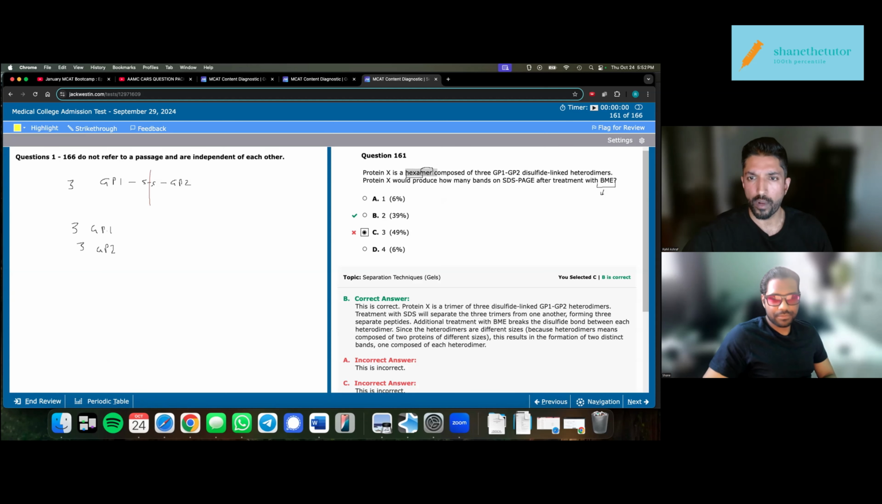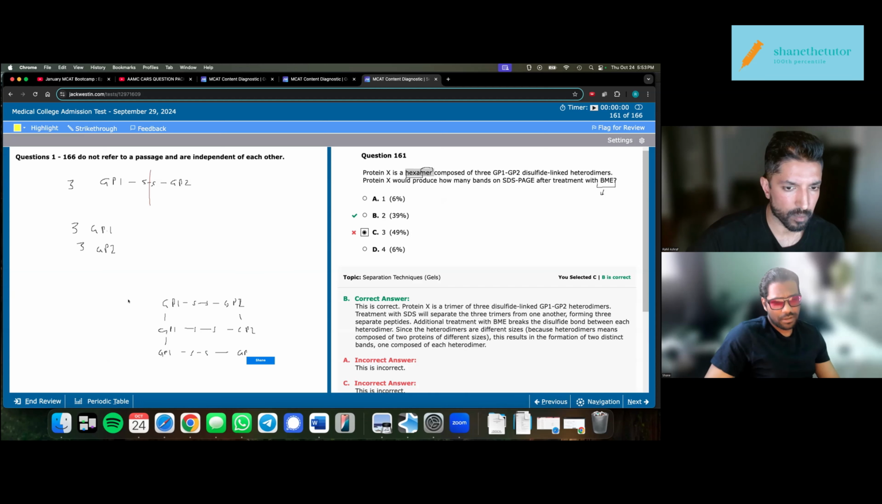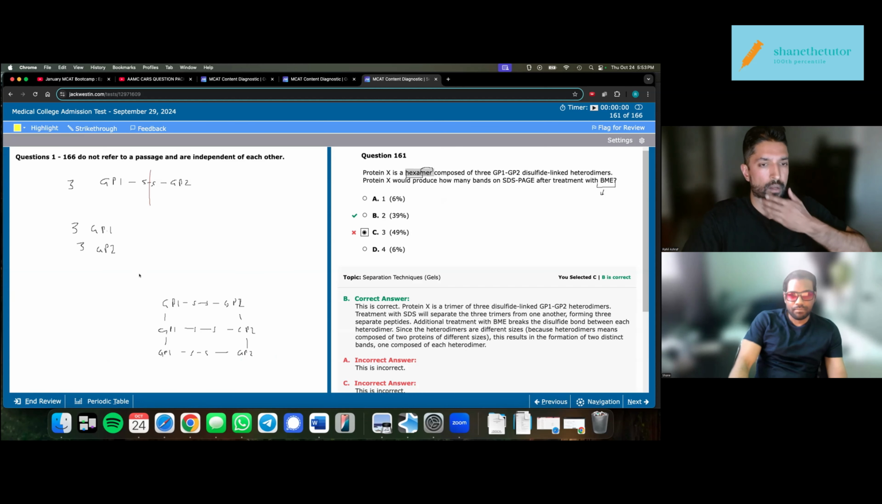Is the hexamer relevant? That part was tripping me up. The hexamer composed of three, is that because 3 times 2 is six? So there's two in GP1 and two in GP2. Just three guys. Oh, sorry. Oh, just three of those. Right? So it could be like GP1 disulfide linked to GP2, and then this could be linked to another GP1 disulfide linked GP2, which could be connected that way. You know, something like this. Oh, okay. So this is a hexamer right here then. Okay, got it. Yep.